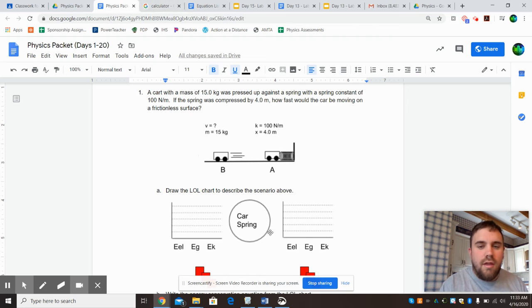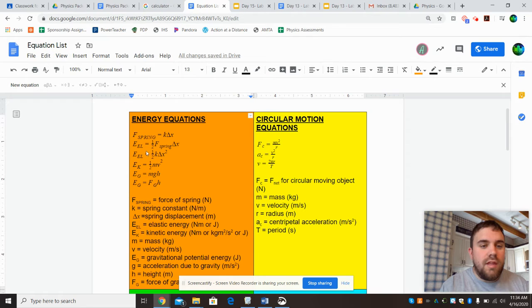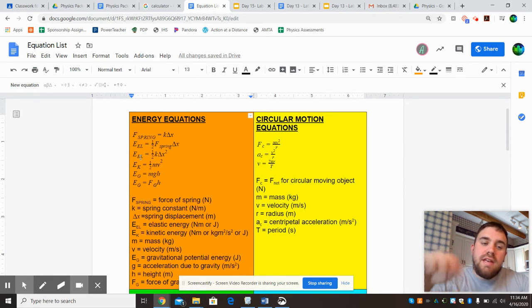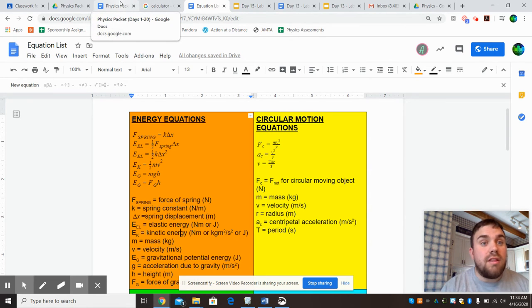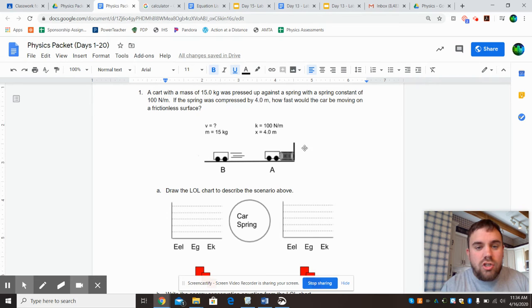Okay, so we got this awesome list of equations now that we've generated. We know that we got elastic energy quantified, we got kinetic energy quantified, and now we also have gravitational energy quantified. So now let's use it to make some useful predictions using the law of conservation of energy.